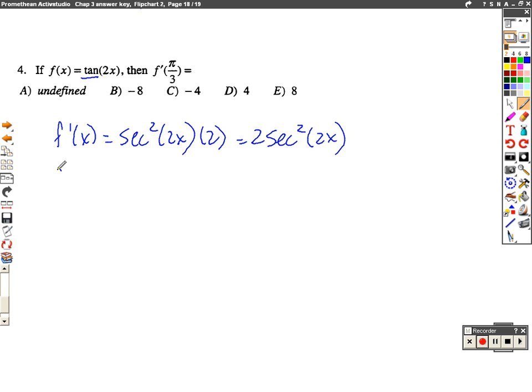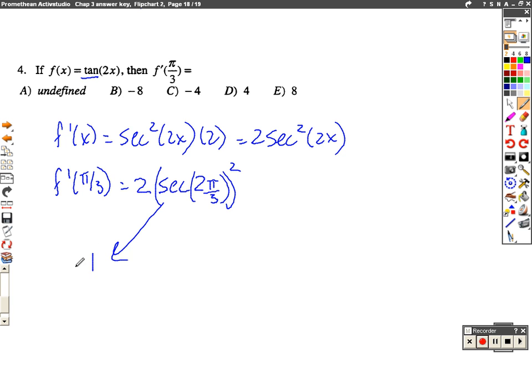Let's plug in pi over 3. So f prime of pi over 3 is going to be 2 times secant of 2 times pi over 3. That thing is going to be squared. Alright, when I see secant, I automatically go back to cosine. So the secant is going to be 1 over the cosine of 2 pi over 3. And the cosine of 2 pi over 3 is negative 1/2, if you remember. So this is actually negative 2.